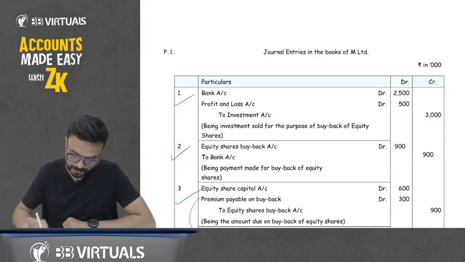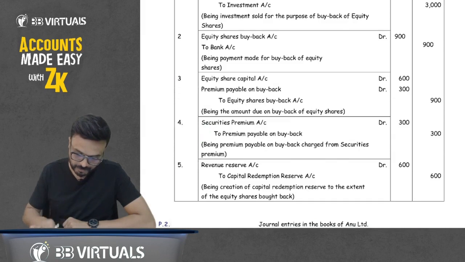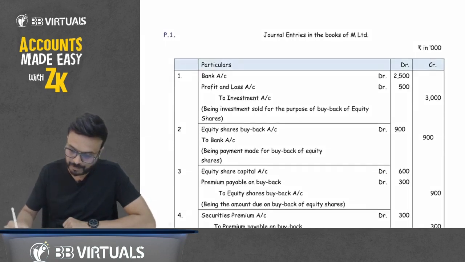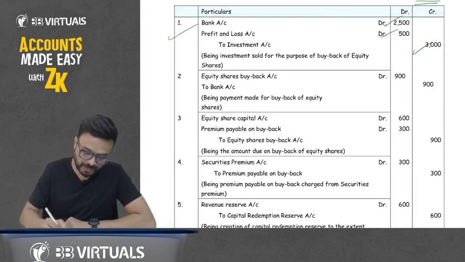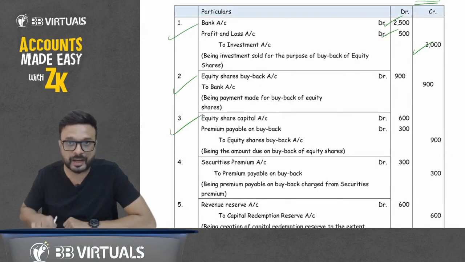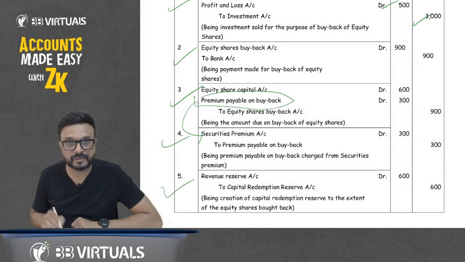So here you can see the solution, the same solution you will find. Okay, so bank account debit, rupees in 1000 it is. So 2500, loss is 500 and investment. And then do the entry for buyback, then cancellation of buyback. You adjust the premium on buyback against securities premium and you transfer to CRR.